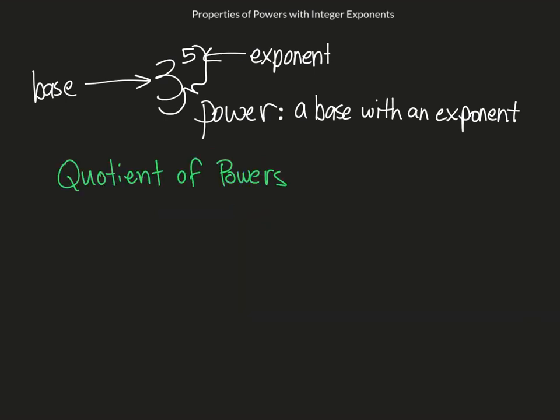Next is quotient of powers. Quotient meaning division. So we're going to divide two powers. So let's say 7 to the 8th divided by 7 to the 5th. Now in order to figure out this one, 1, 2, 3, 4, 5, 6, 7, 8. 7 multiplied by itself 8 times on top and by 5 times on the bottom.